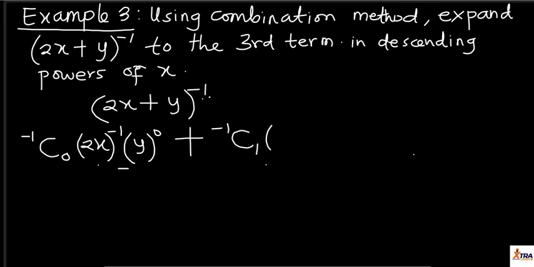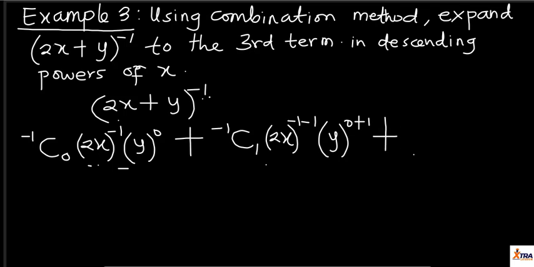Remember, to get the next term, we remove 1 from the power of 2x. So we have 2x raised to the power minus 1. That is, we remove 1 from this power here. Now, the 1 that I have removed from here, we add it to the power of y. So we have y raised to the power 0 plus 1.